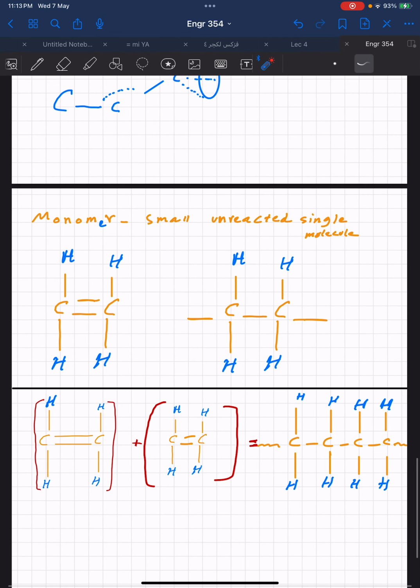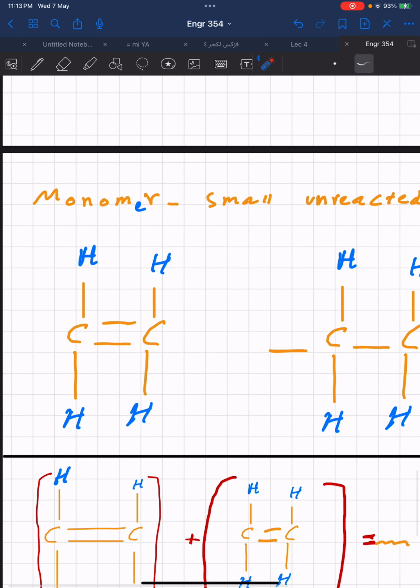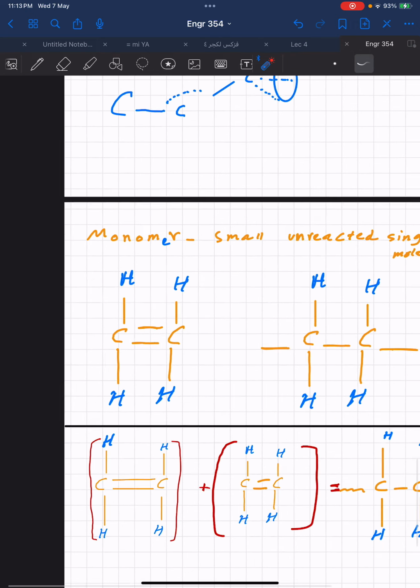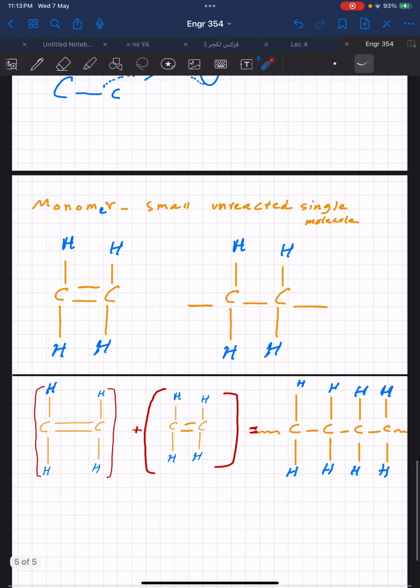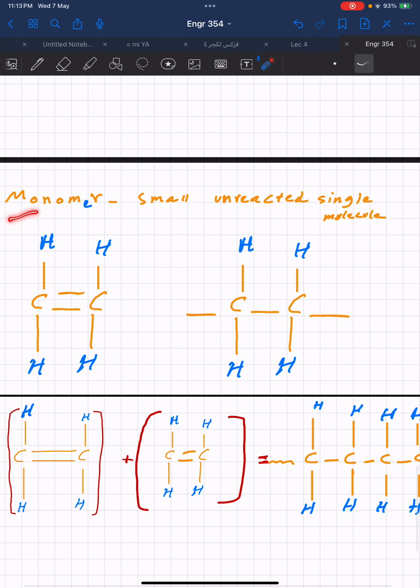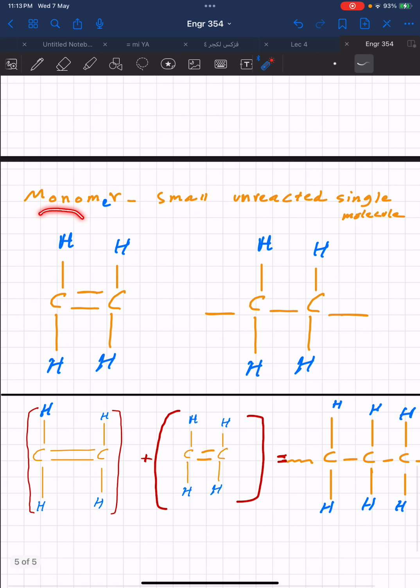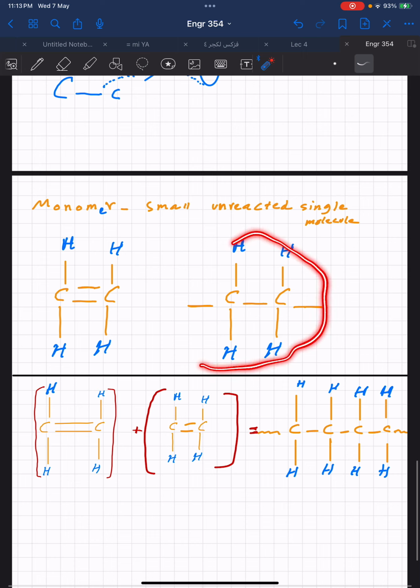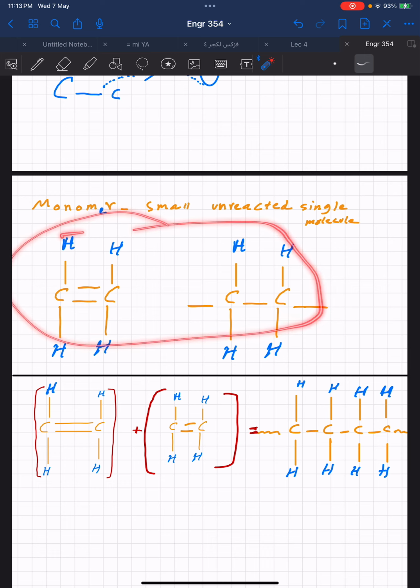So now we need to become familiar with this word, monomer. What does monomer mean? Okay, mono means one, and mer means unit. So basically, monomer means a small unreacted single molecule. Mono, a small unreacted single molecule. Okay, if we look at these, don't mind that sound. If we look at these, this is for ethylene. Okay, this one is different than this one.